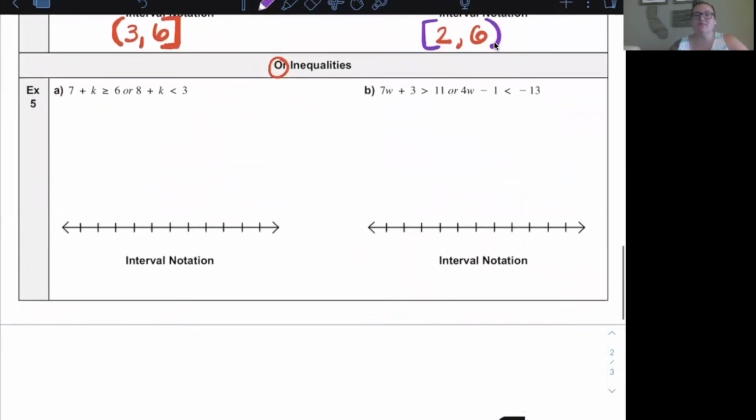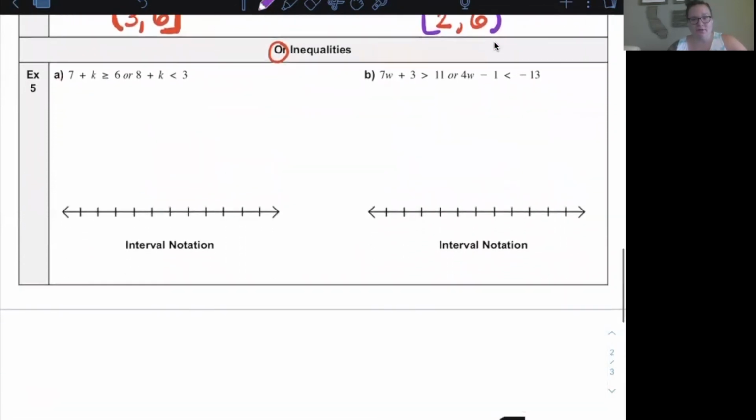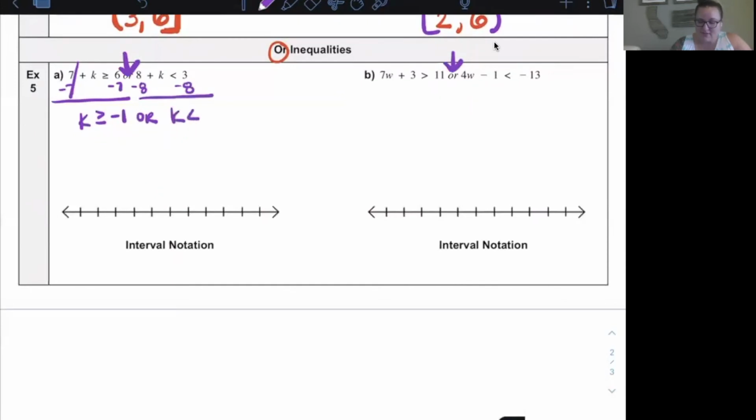So now let's look at the difference between that and "or" inequalities. Once again, we have two inequalities, but this time we have the word "or" in between. So we're going to go ahead and solve each inequality separately. For this one, I just have to subtract 7 from both sides, and I get k is greater than or equal to -1. Or, in this one, I just have to subtract 8 from both sides. k is less than -5.